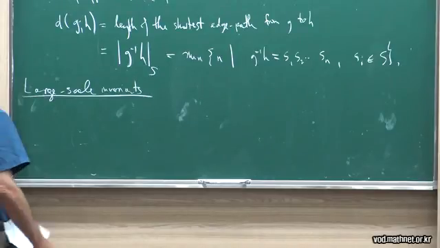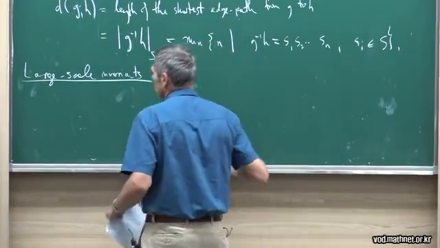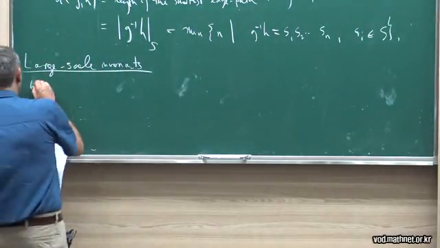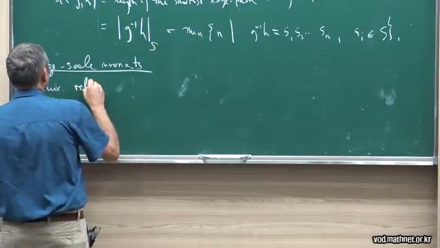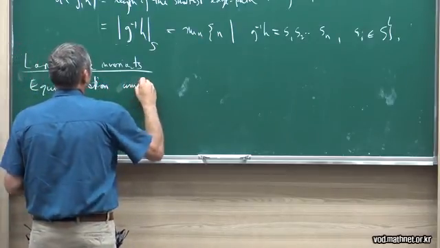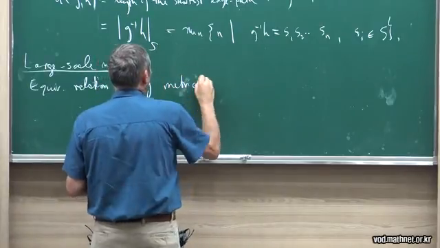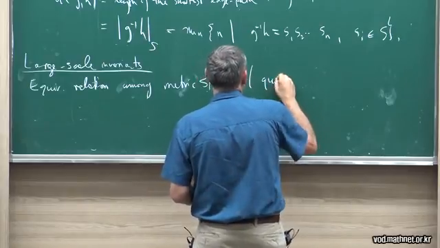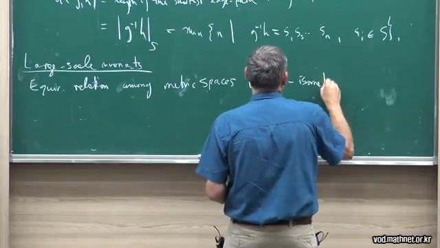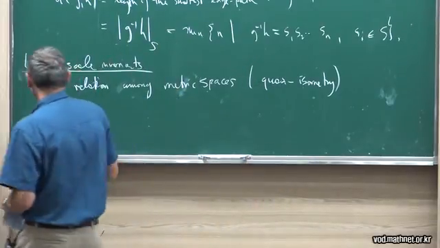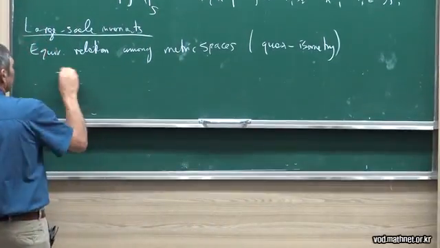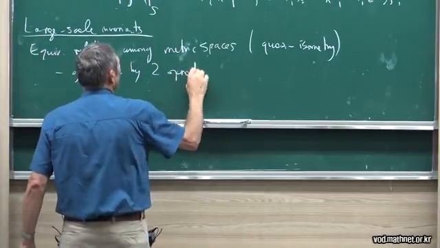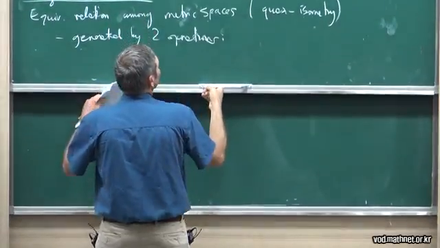So there is a notion of a quasi-isometry. So there is a certain equivalence relation among metric spaces. And there are really two operations. So this relation is called quasi-isometry. It is generated by two operations.